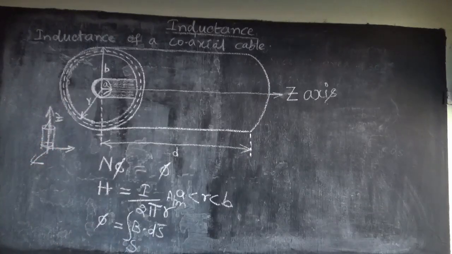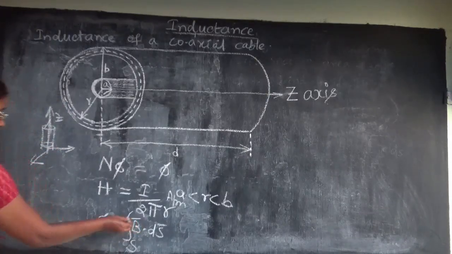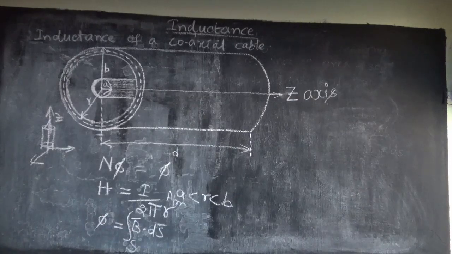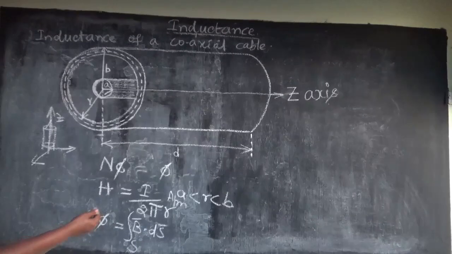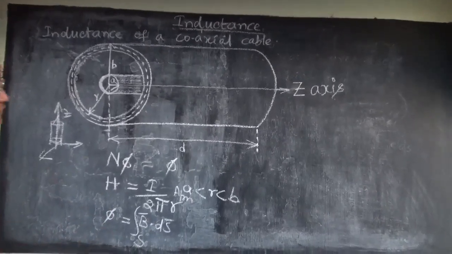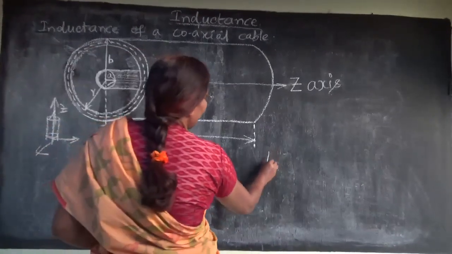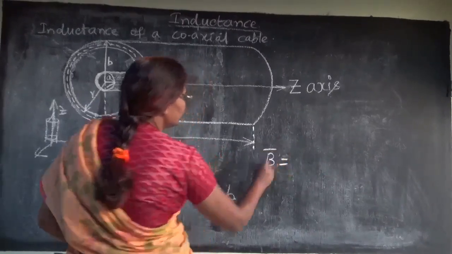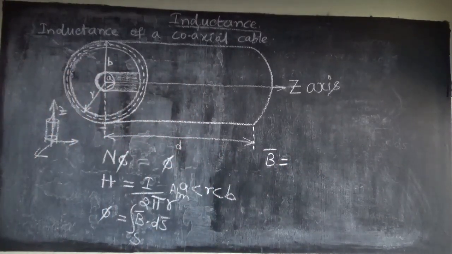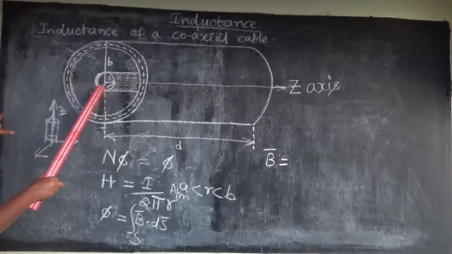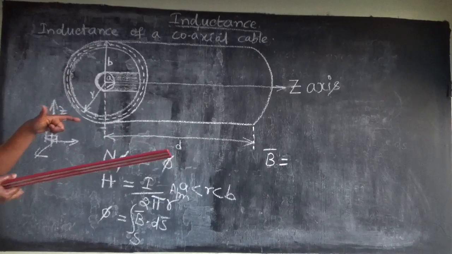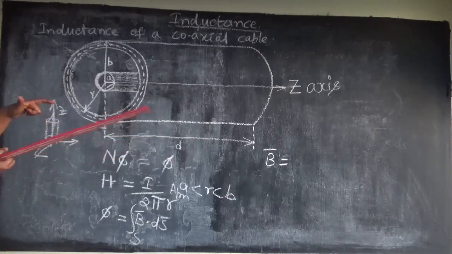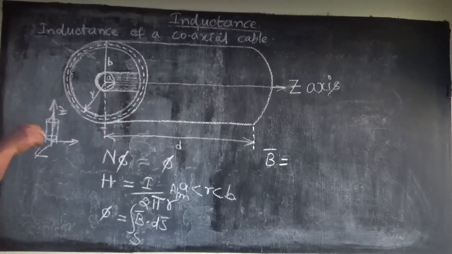Now before going to this B bar, we have to calculate what is B bar. So to find phi, you have to calculate B bar. So what is B bar? To find B bar, we have to consider some area. Now we are having two cylinders, one inside the other cylinder, and there is a gap between the two cylinders, and you have to consider the cylindrical coordinate system.